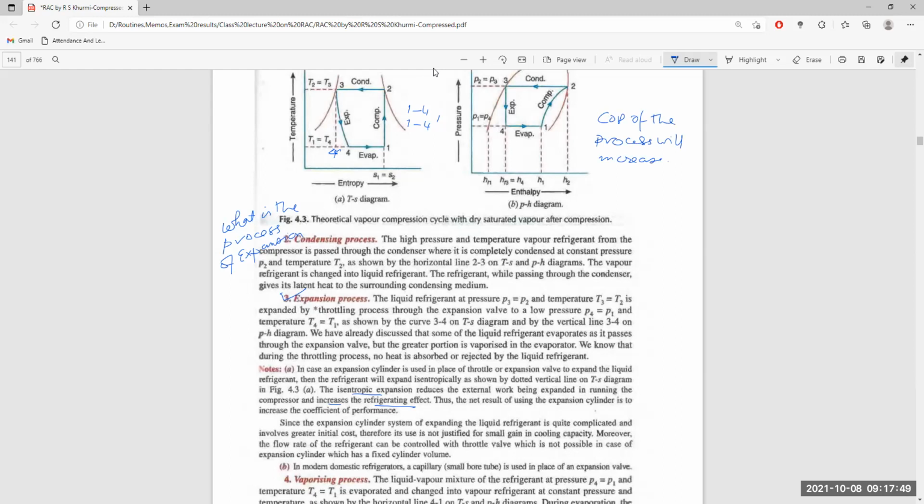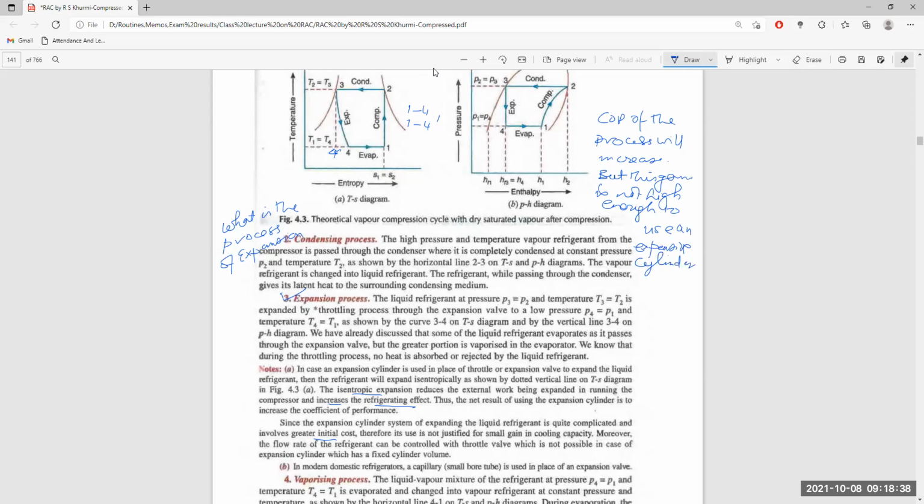But in the expansion cylinder, it's quite complicated and involves a greater amount of initial cost. First, it is not justified, because this pressure drop is not high enough to use an expensive cylinder.